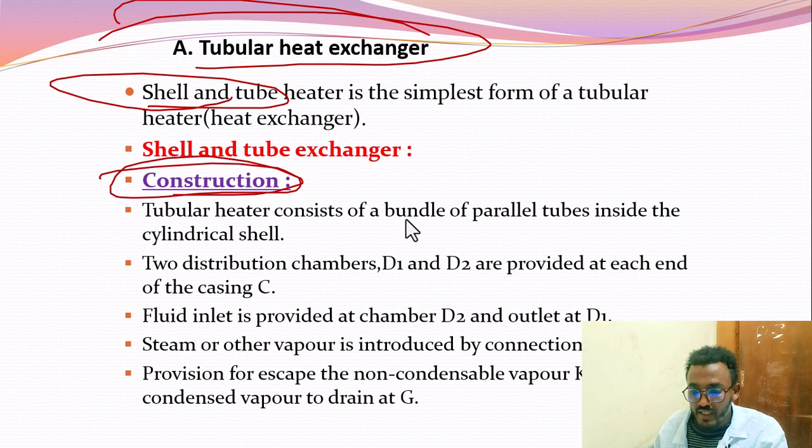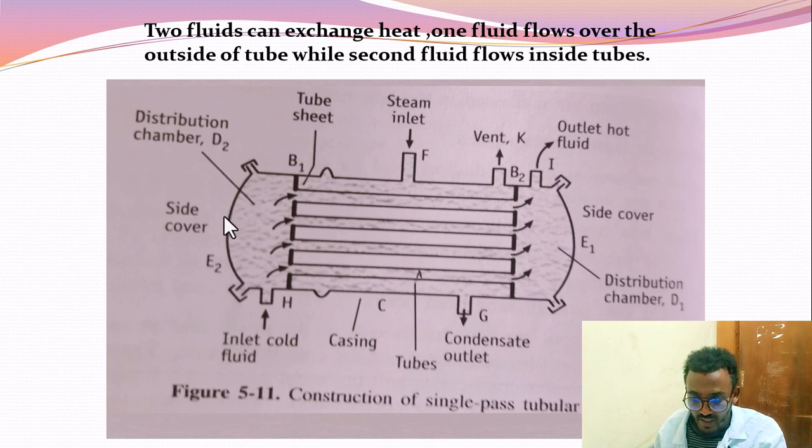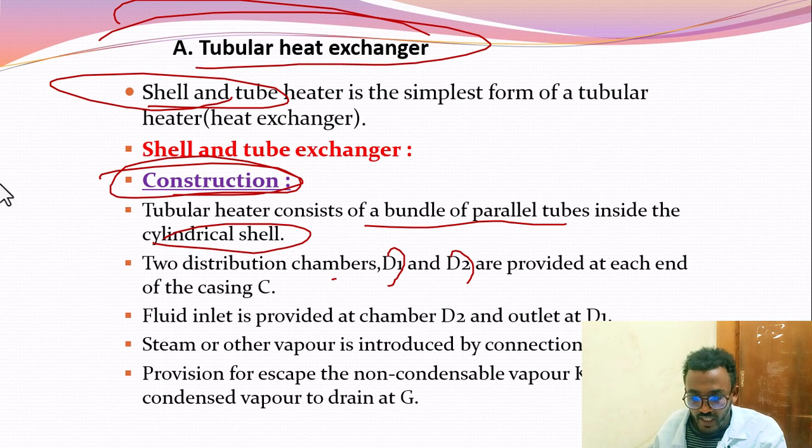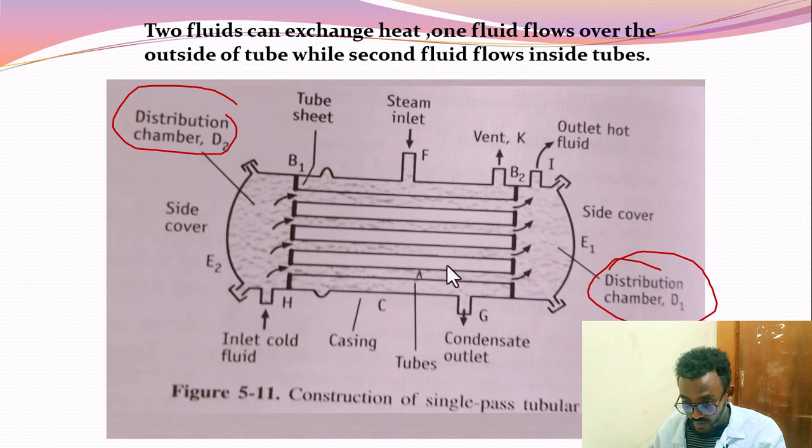First, the tubular heater consists of a bundle of parallel tubes inside a cylindrical shell, and two distribution chambers, chamber D1 and chamber D2, are provided at each end of the casing C. We don't have the real construction of this shell and tube heat exchanger here, but I want you to focus on the definition now. The fluid inlet is provided at chamber D2 and the outlet is at D1. We don't have distribution chamber 1 and distribution chamber 2 shown here, so we will see how this really works on the next slide.